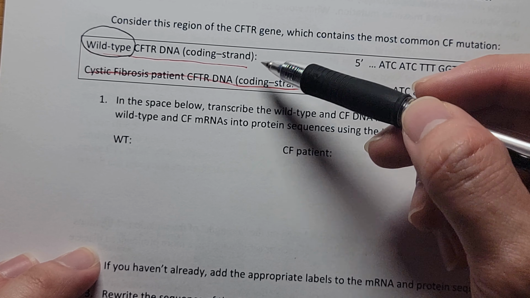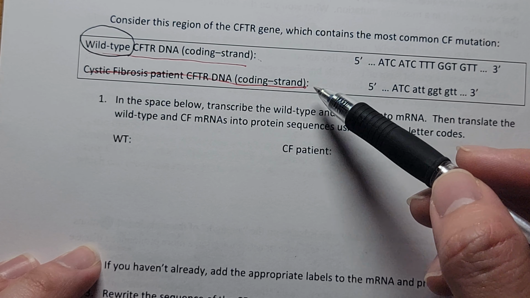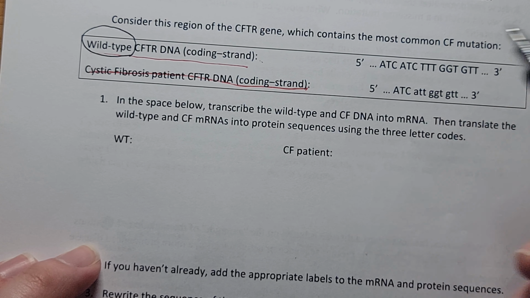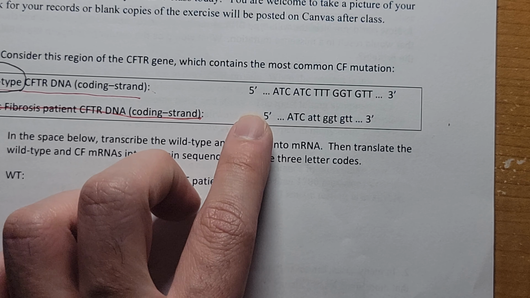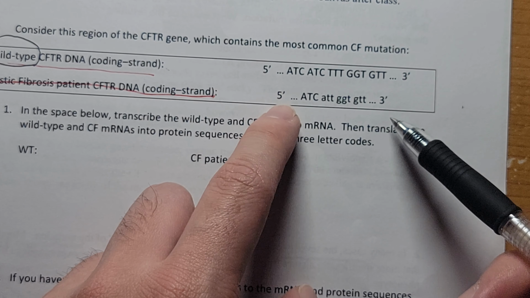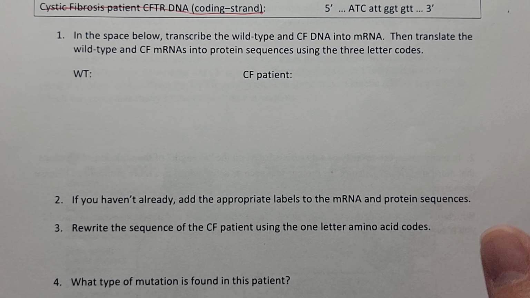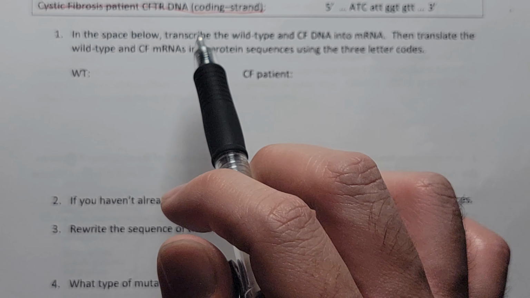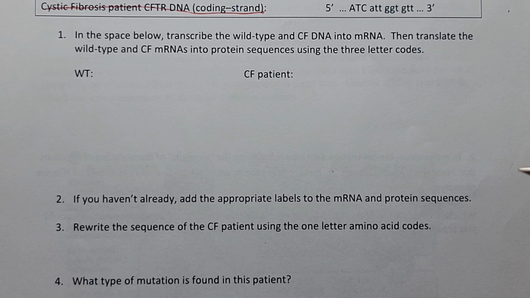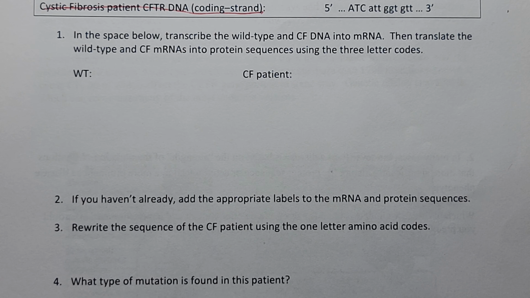So in this case, this is the wild type, the naturally occurring one, and this is the mutated type of strand. As you can see in here, this one is a lot longer, this one is a lot shorter. Alright, for number one, the first thing it asks us to do is to transcribe the wild type and the cystic fibrosis DNA into an mRNA.